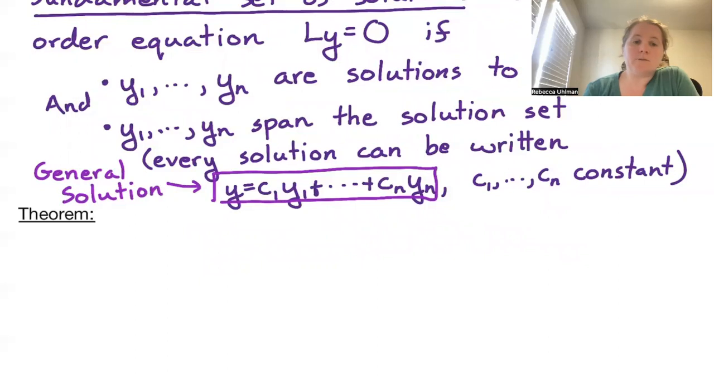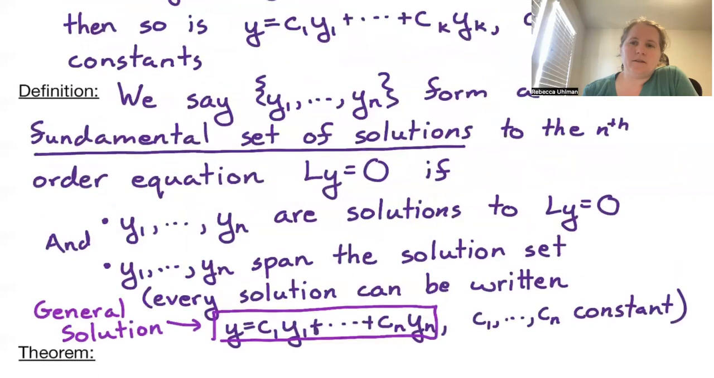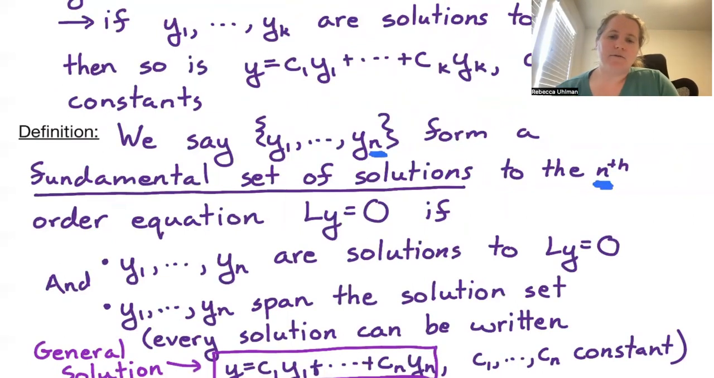Again, this is just an expansion of what we had previously. The key thing here is that the n's have to match. So the y sub n and the nth order, those are referring to the same n. This way we form a basis instead of just spanning and going over what we need.